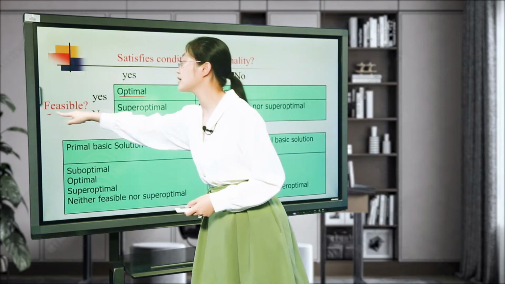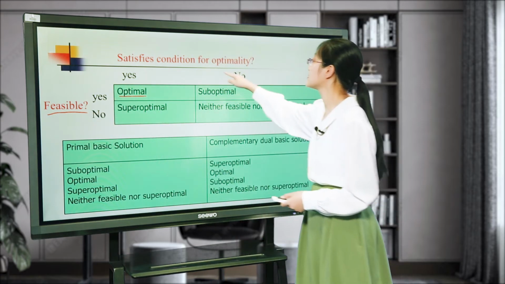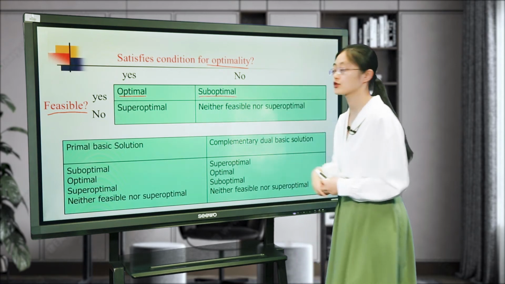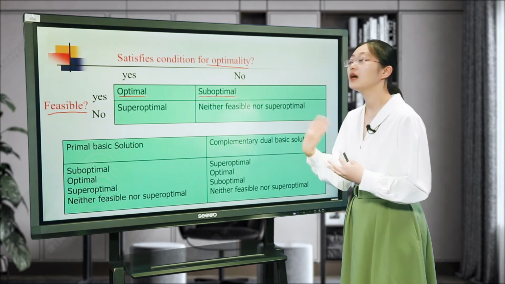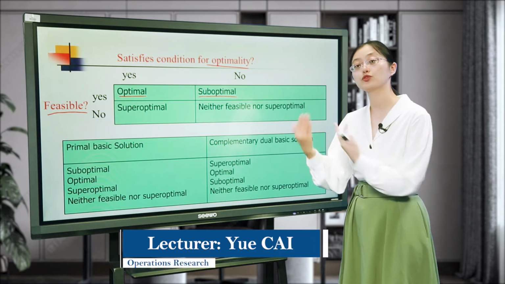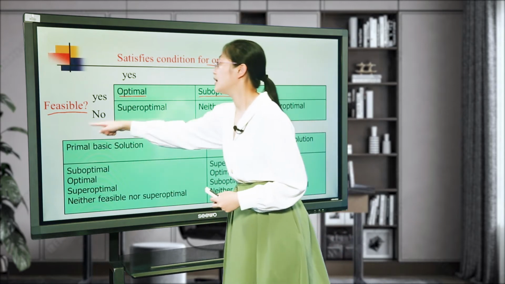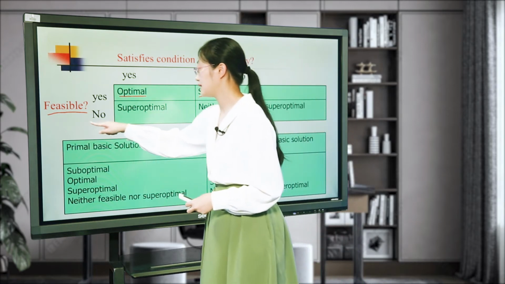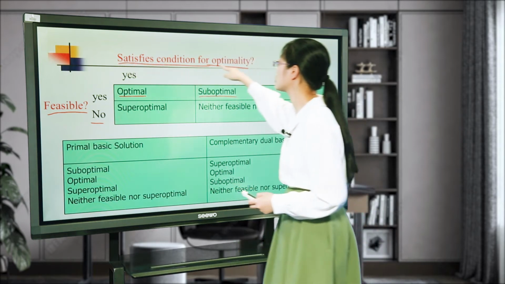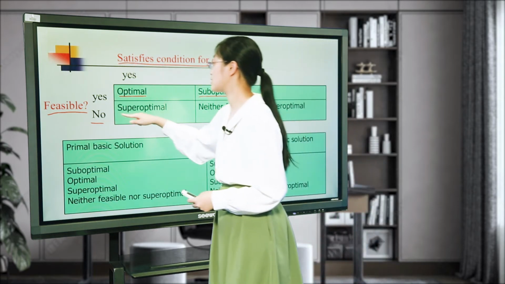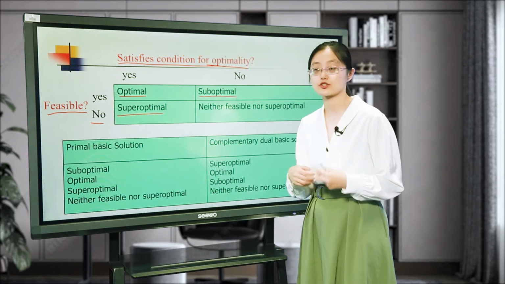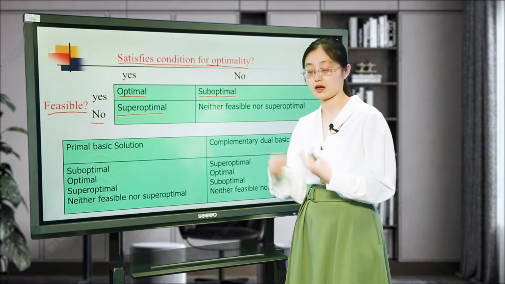However, if the solution is feasible but doesn't satisfy the condition for optimality, then we say this is a suboptimal solution. Suboptimal simply means it satisfies all the non-negativity conditions, but it's just not optimal. There is something to be improved. On the other hand, if a solution is not feasible, meaning that there may be some negative variables, but it satisfies the condition for optimality, then we say this is a superoptimal solution. This is too good because the variables may be too large. They do not satisfy the feasibility constraints.